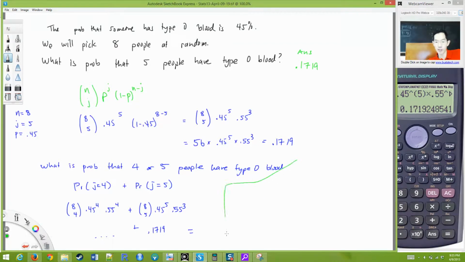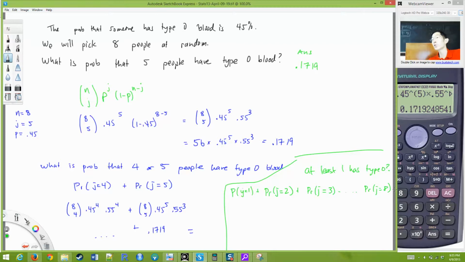So if I said, what is the probability that at least one has type O? Well, one way to do it would be tedious: I would have to do the probability that j is equal to 1, plus the probability that j is equal to 2, plus the probability that j is 3, all the way up to the probability that j is 8, right? So that's one way to do at least one.